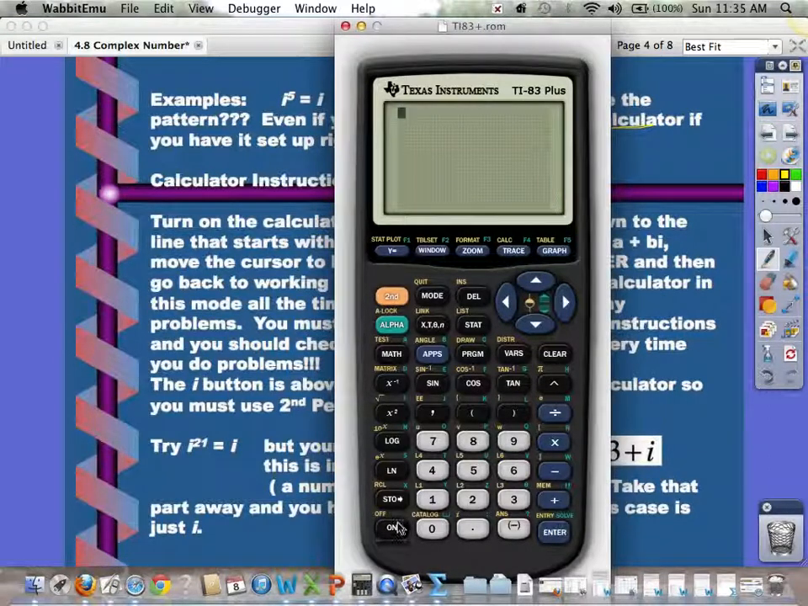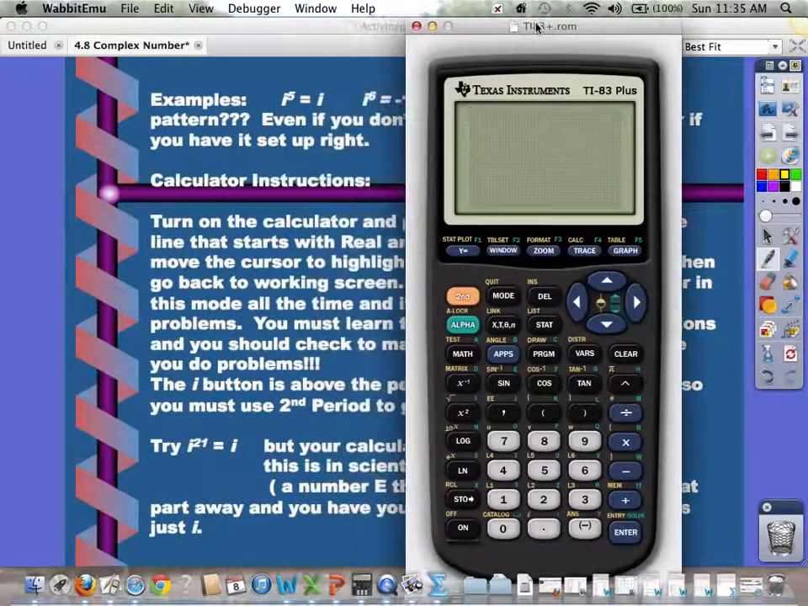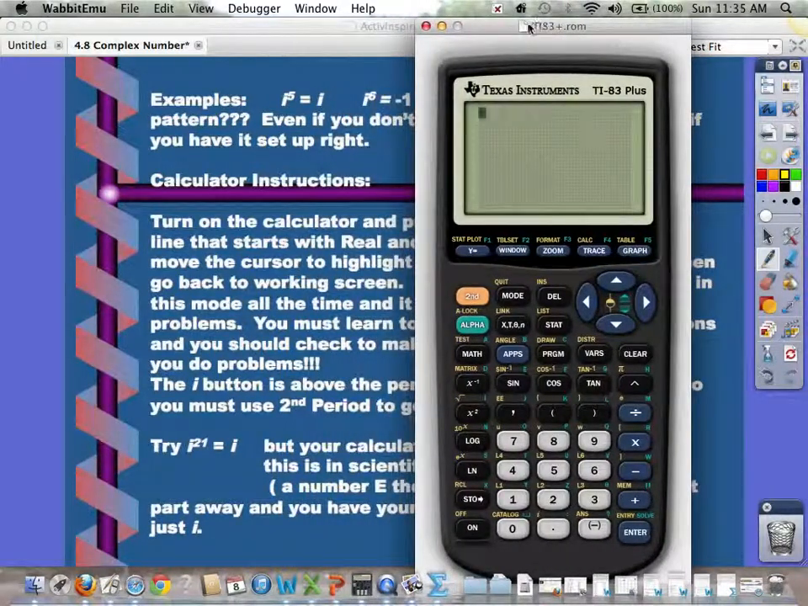All right, so if you want to use your calculator, and I highly recommend it because your calculator will do this stuff for you. It's very, very nice. I wish we would have had these in my day when I was in school.